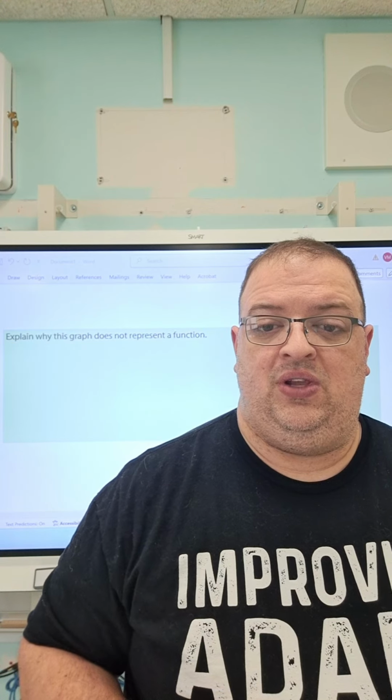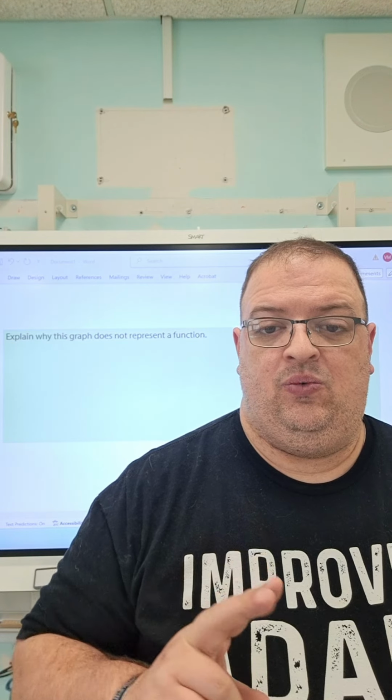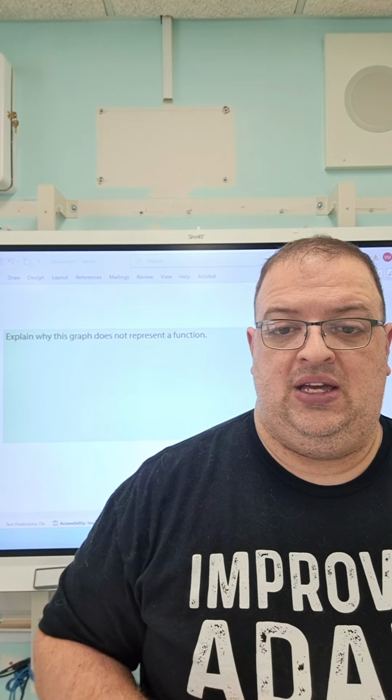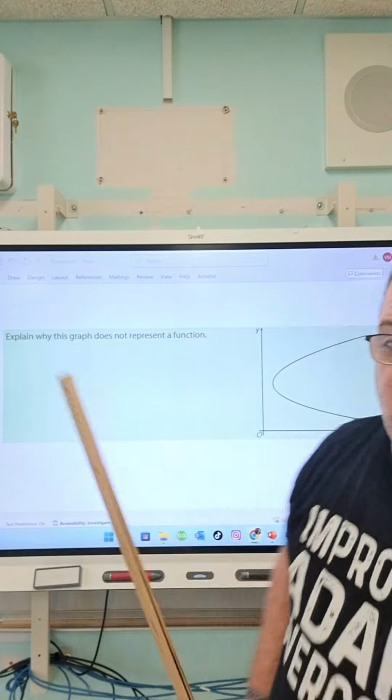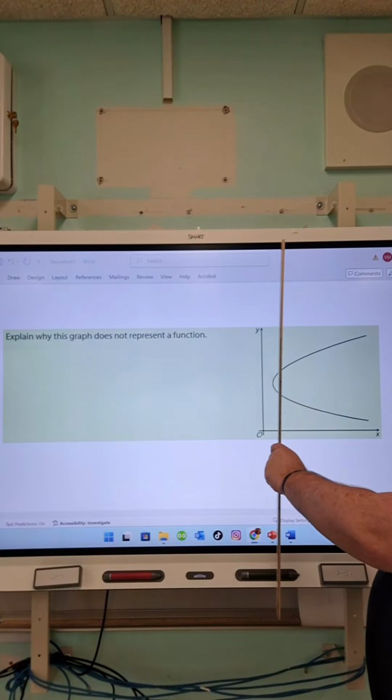A function is only allowed to have one output for one input, which means I could only hit this graph in one location at a time as I move a vertical line from side to side.